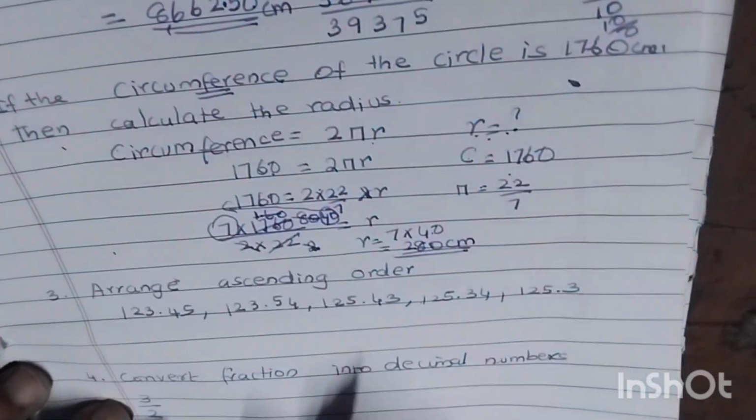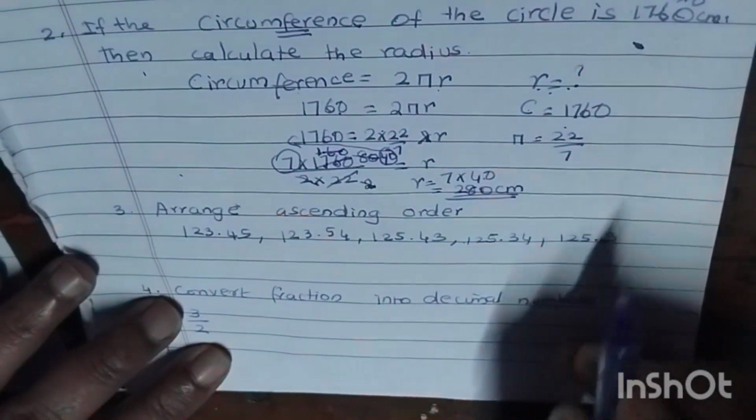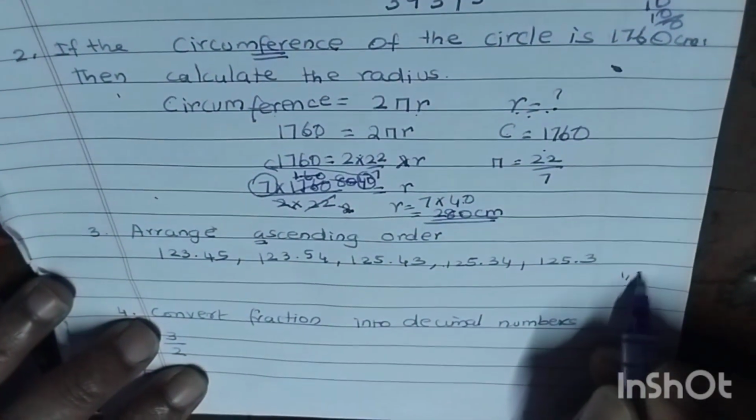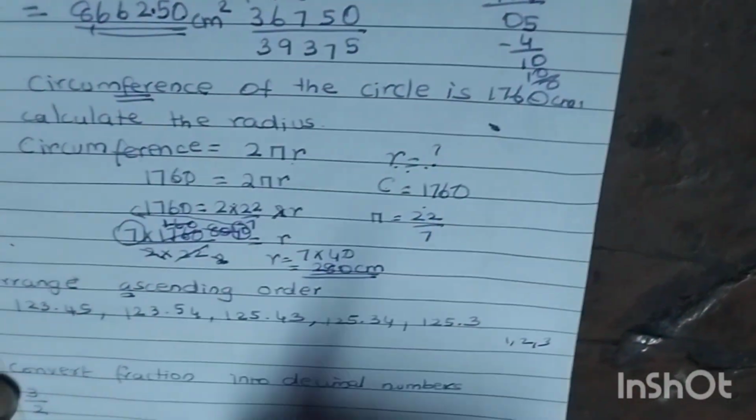Now we are going to the third sum. Arrange in ascending order. Ascending order means small to big. So you have A, B, C, so 1, 2, 3, from small number. So ascending order means it is from small to big number.